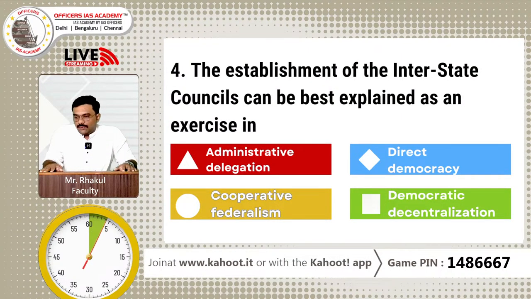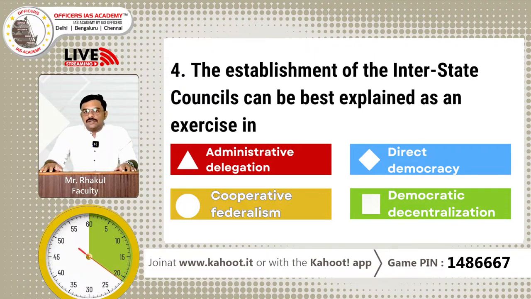It is again related to polity. The establishment of the interstate councils can be best explained as an exercise in. It is again a 30 second question. The options are option A, administrative delegation. Option B, direct democracy. Option C, cooperative federalism. Option D, democratic decentralization. We have 5 more seconds to answer.